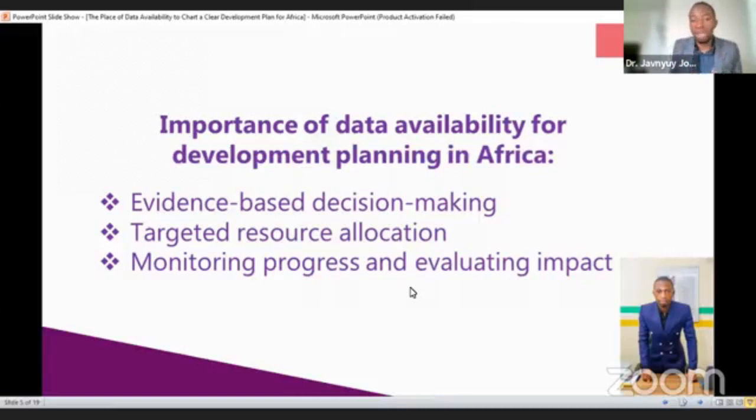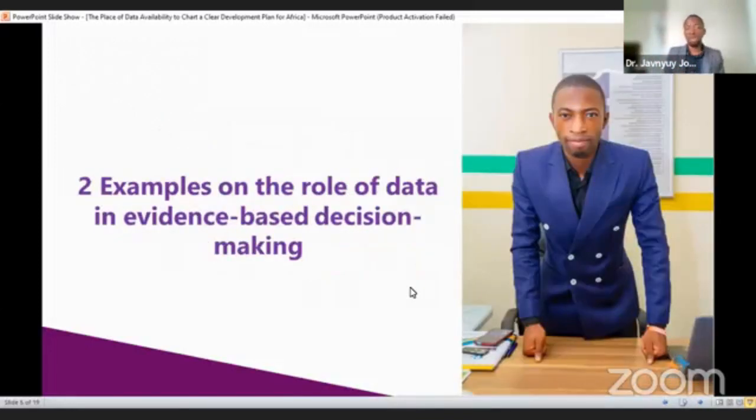So Africa is only going to progress, Africa is only going to evaluate the impact of its decisions and policies, when there is available data to monitor the progress of every single project that has ever been implemented. If that data is not available, we don't know whether the projects implemented are taking us forward or not.